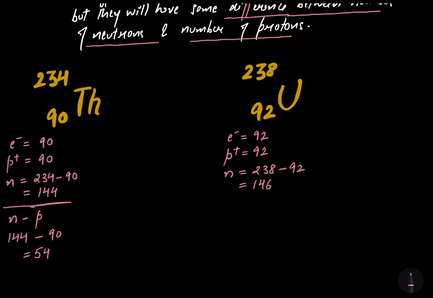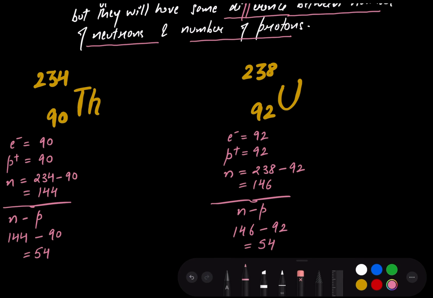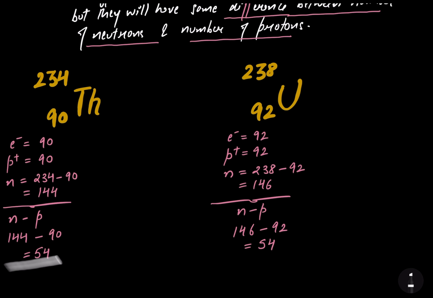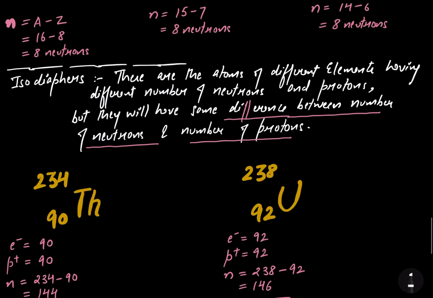Now let's calculate the difference between the number of neutrons and protons for uranium. In this case, neutron minus proton, it comes out to be 146 minus 92. This comes out to be again 54. So you can see that in these two cases the difference between the number of neutrons and the protons is same. That's why thorium and uranium are isodiaphers for each other.